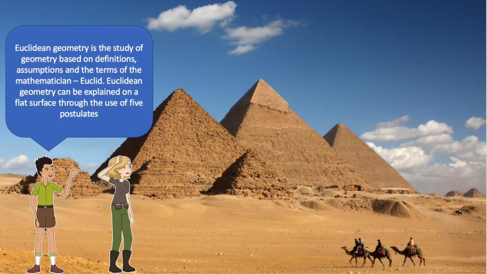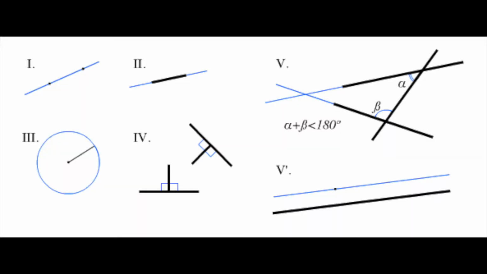meaning that they are not flat. Euclidean geometry is a study of geometry based on definitions, assumptions and the terms of the mathematician Euclid. Euclidean geometry can be explained on a flat surface through the use of 5 postulates. The first postulate is, through any 2 points there is exactly one line. The second is, through any 3 points that are not on the same line, there is exactly one plane. Third, a line contains at least 2 points. Fourth, all right angles are congruent. Fifth, given a line and a point not on the line, there is exactly one line through the point that is parallel to the given line.